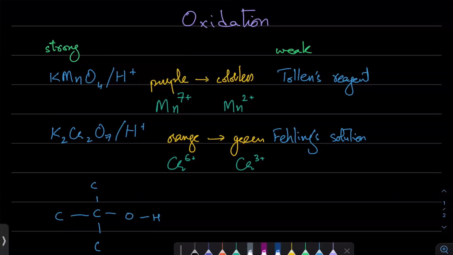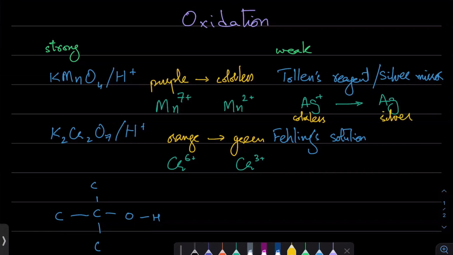Now, how does Tollens reagent work? Tollens reagent we also call silver mirror. What it does is that silver mirror has silver ions in it, and those silver ions have no color, and they change to silver metal. So that means silver ions which are colorless in the solution change to silver metal, and that is what we get. Now, Fehling's solution, on the other hand, has copper ions in it.